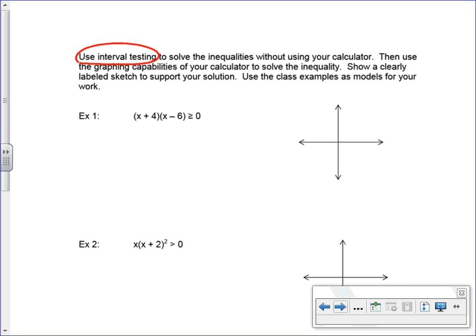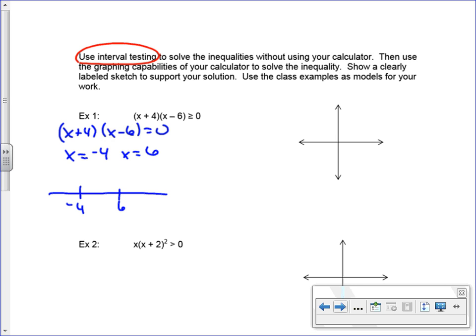Okay, step number 1 is to solve the related equation. So your brain is going to think this step. It's actually kind of nice if you write it, but you just think it, and you find the 2 zeros for the problem. These are the 2 places that equal 0. These are your critical values, the places that are important, where things change. You draw a number line. You put those 2 critical values on the number line, and then you test a value in each of the intervals that is determined by these critical values.